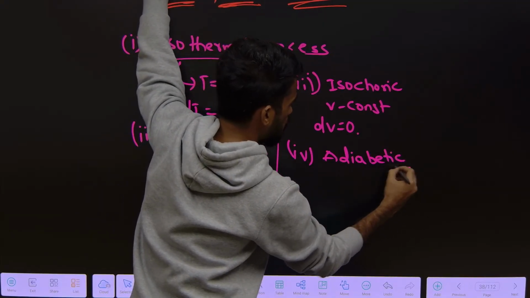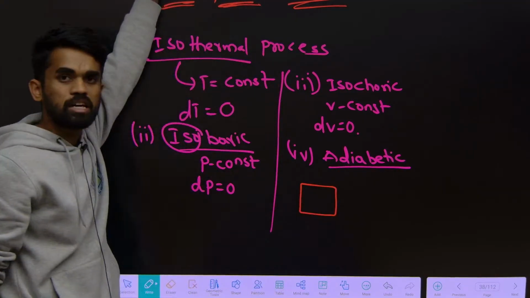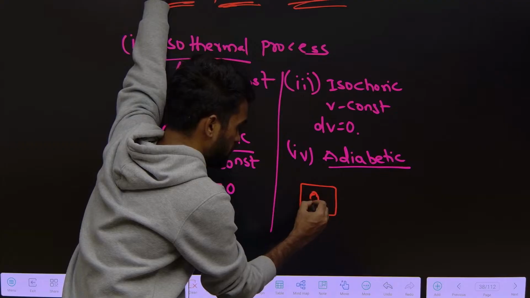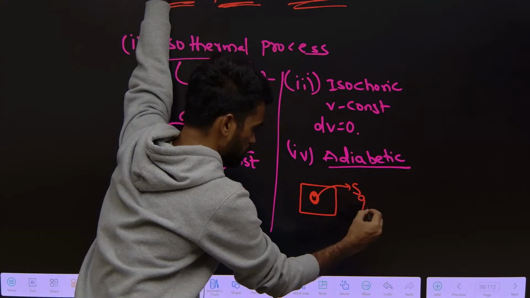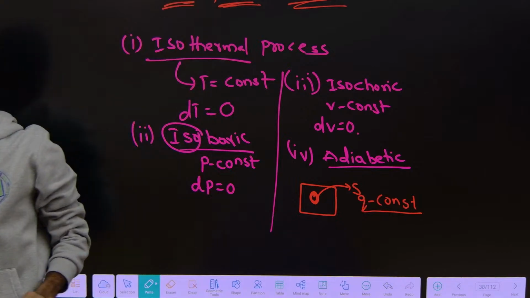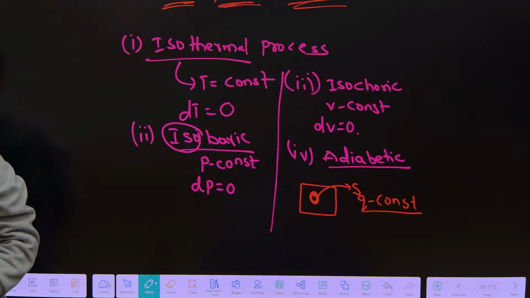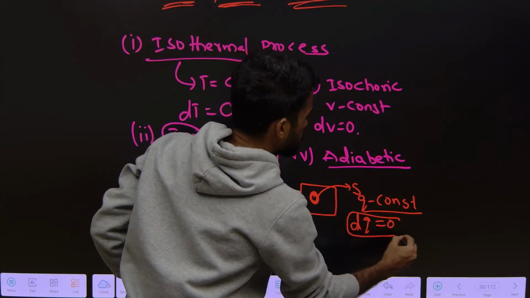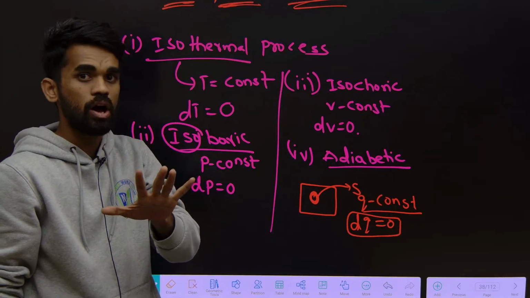Adiabatic process. For example, this is a system in which some chemical or physical process is taking place. There is no exchange of heat between the system and the surroundings. Therefore we can say Q remains constant. If Q remains constant, then dQ, the change in Q, will be 0. If something is constant, the derivative of that constant becomes 0. I hope it is clear.